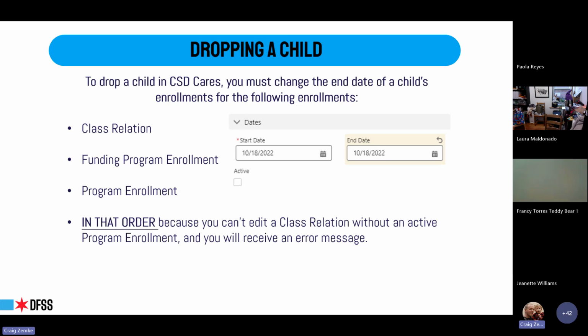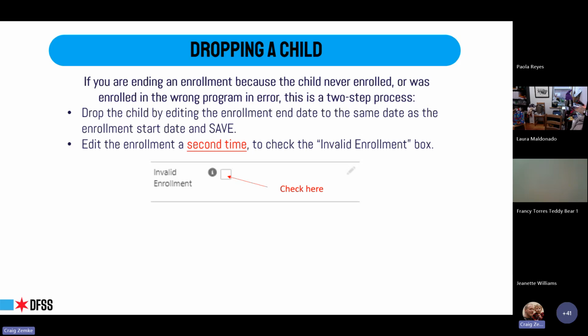We need that information because often when a child drops from one center, they show up a few days later at another one, and we can't have the overlap. So we need them to be dropped from funding and then dropped from the program enrollment. And you're going to do it in that order because if you drop them from the program enrollment first, you can't edit the class relation because it will give you an error that says there's no corresponding active program enrollment, so you can't do anything with this. So they need to leave the class before they leave the site, basically.